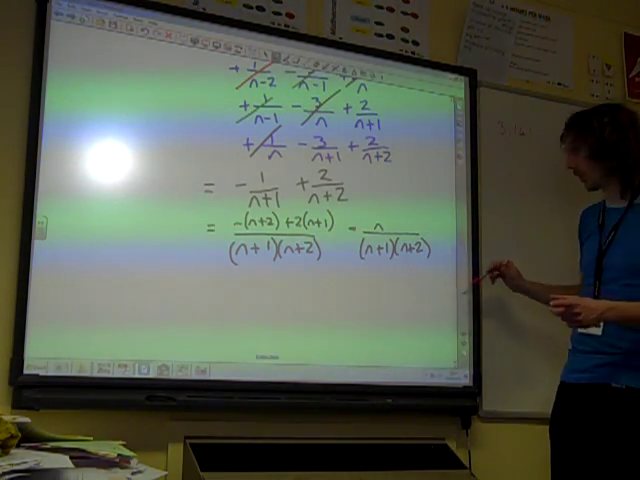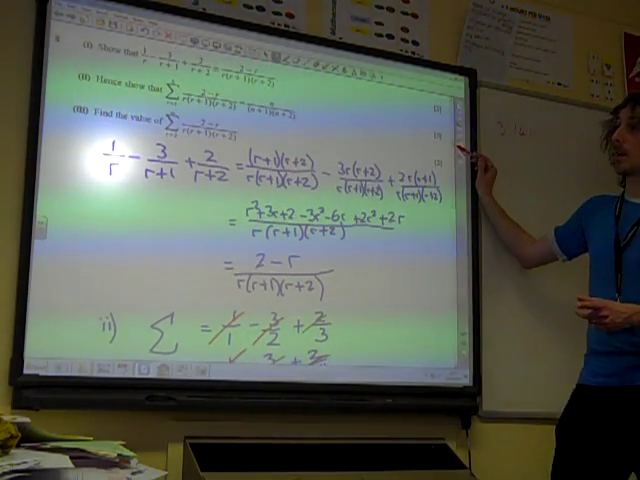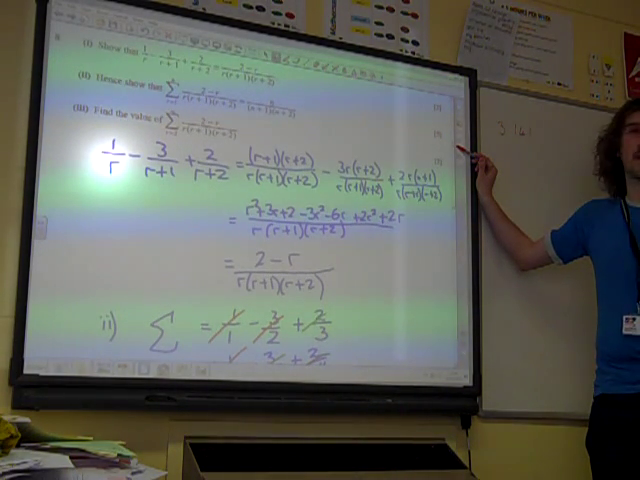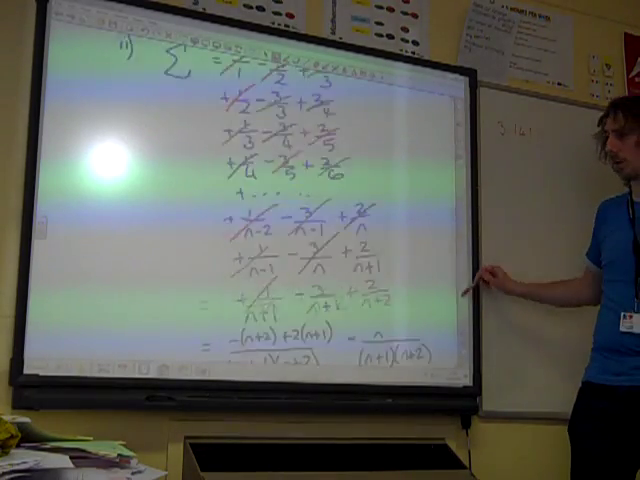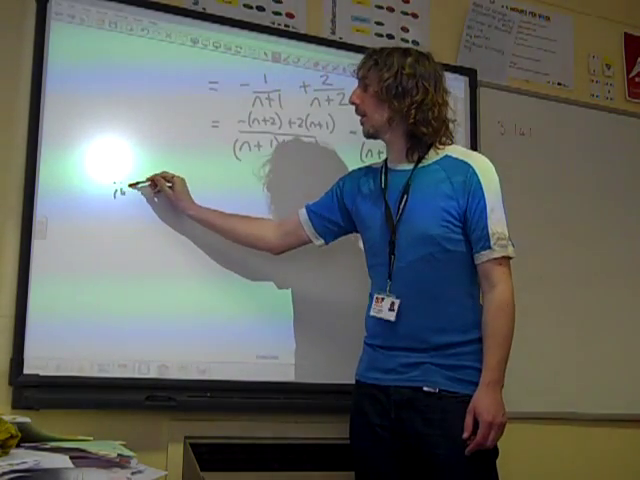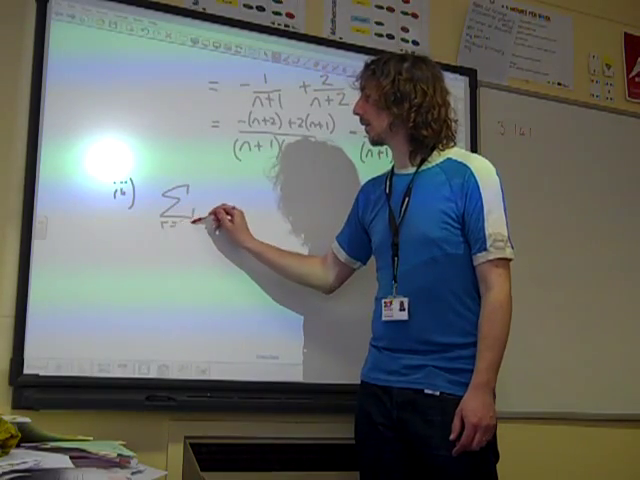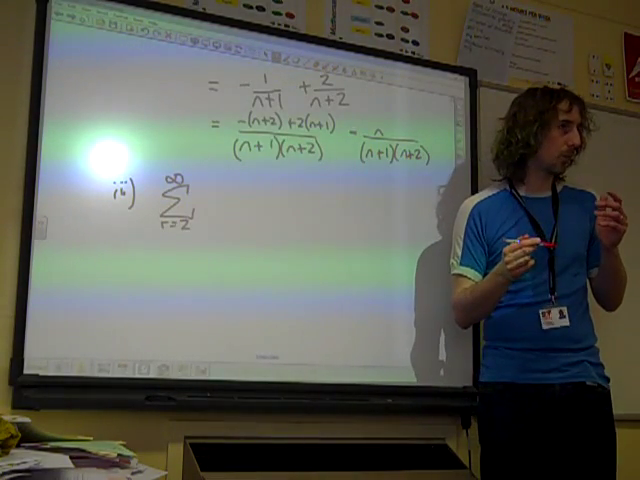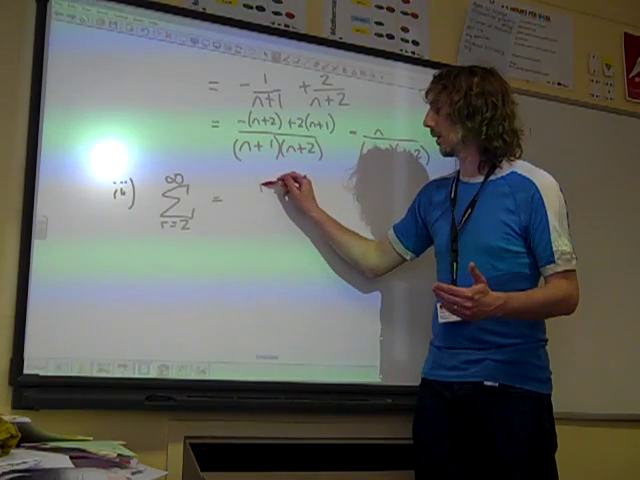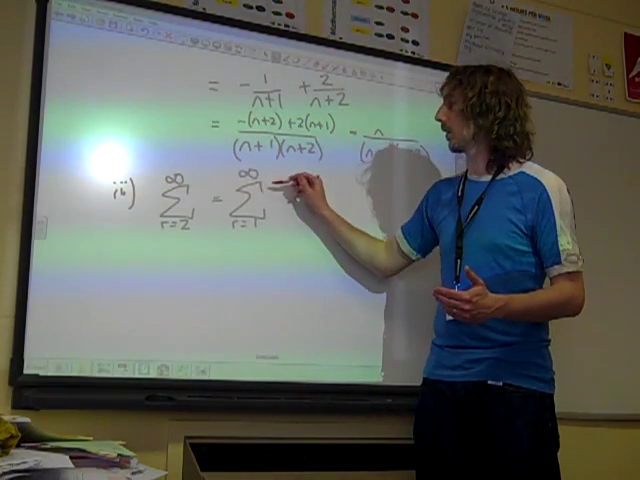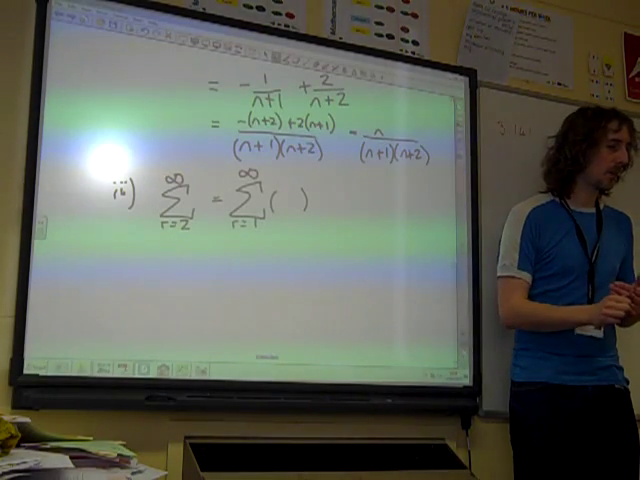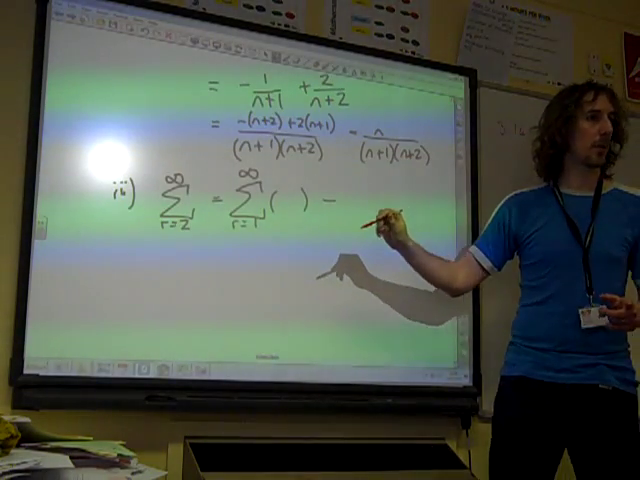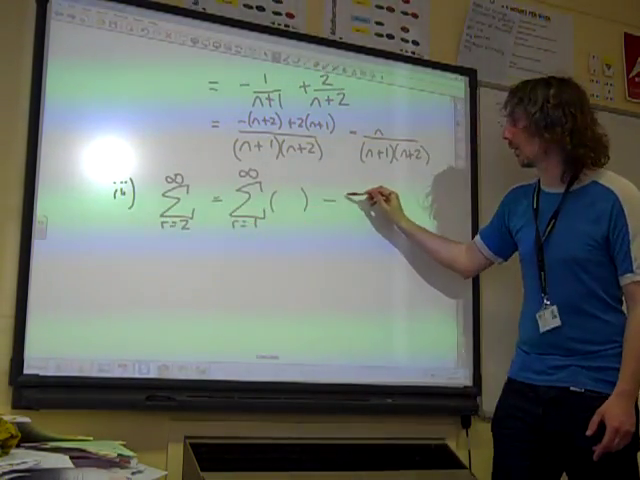Now the final bit of this, we've just got time to look at it, says, find the value of the sum from 2 to infinity of that thing there. So when you're going to think what that all means, the sum from 2 to infinity of our series, well, that's the sum from 1 to infinity of whatever our series is, take away the first term. Because we're not including the first term, we're only starting at 2.